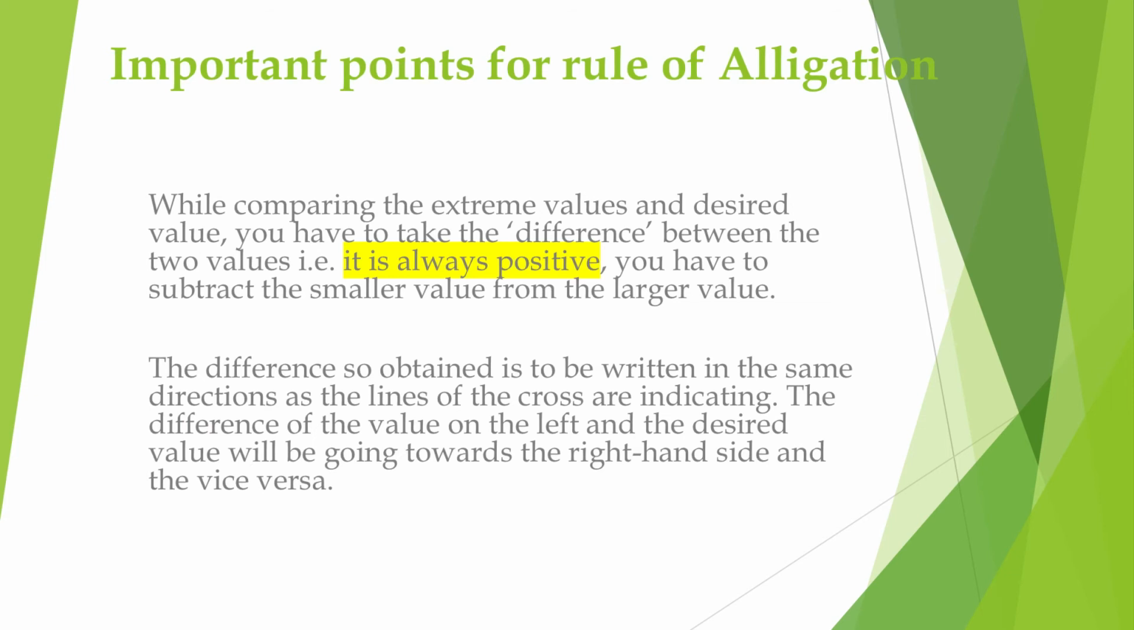Important points for the rule of alligation. While comparing the extreme value and the desired value, you have to take the difference between the two values. It is always positive. You have to subtract the smaller value from the larger value. The difference so obtained is to be written in the same direction as the lines of the cross indicate.